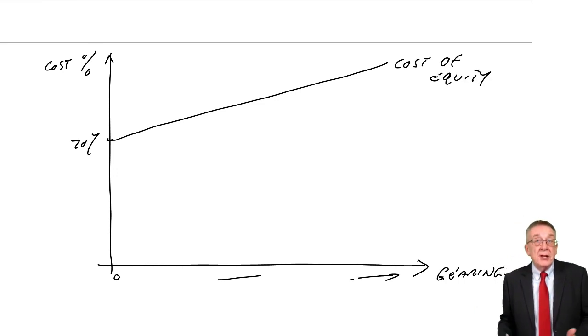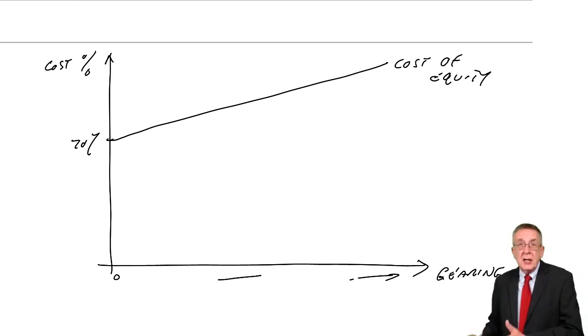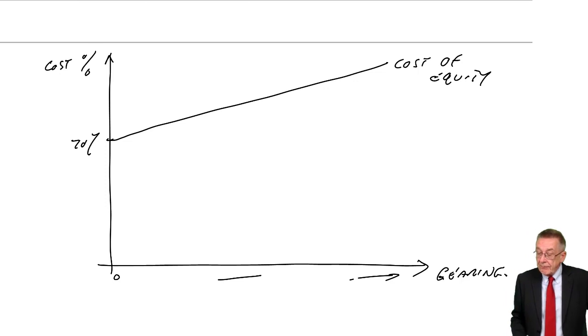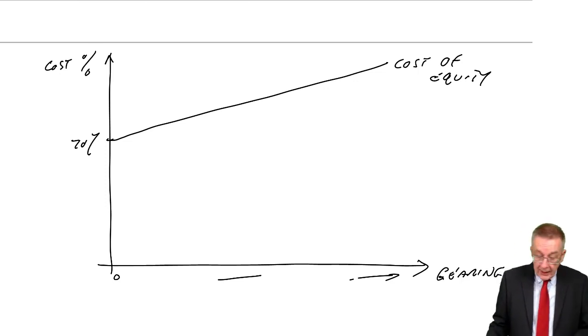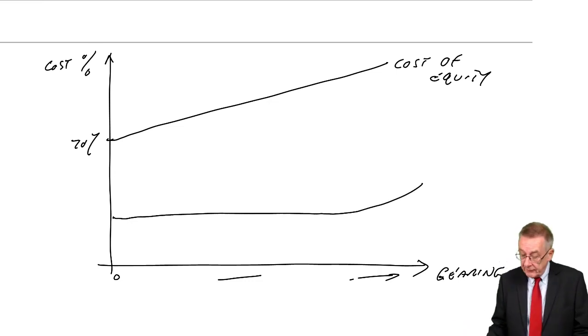Traditionally, we draw a straight line, but there's no need for it to be linear. It doesn't matter. It's completely irrelevant for what's coming. All that matters is the cost of equity stands to go up with higher gearing. The cost of debt, well, in my example, was 10%, except at very high levels of gearing.